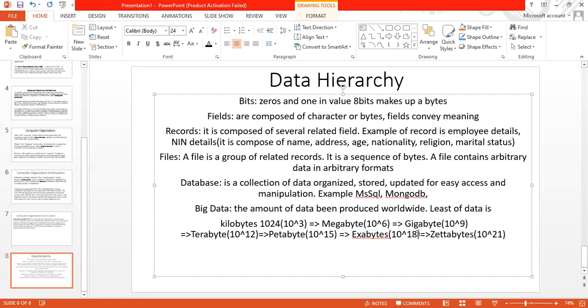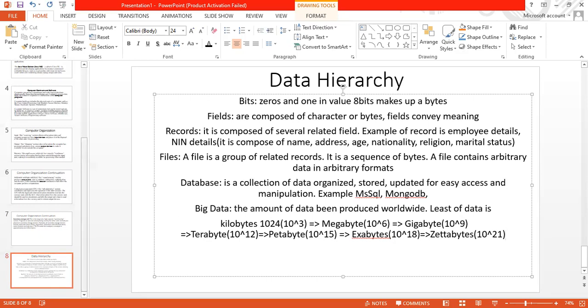And we have the boss of them all, which is the zettabyte, which is 10 raised to the power of 21. That is the highest in the data, in the big data. I hope you are learning something new. Now we'll go to what is called machine language.